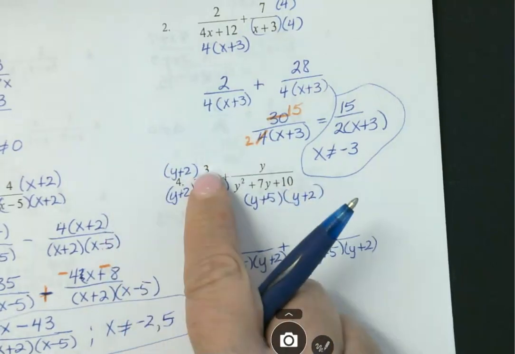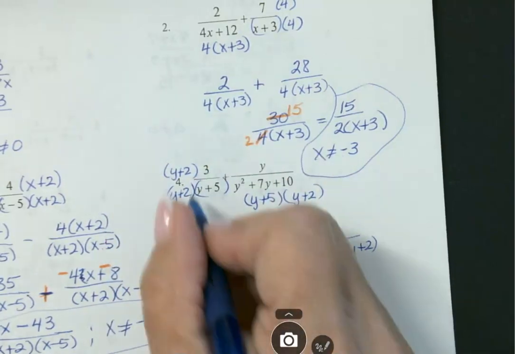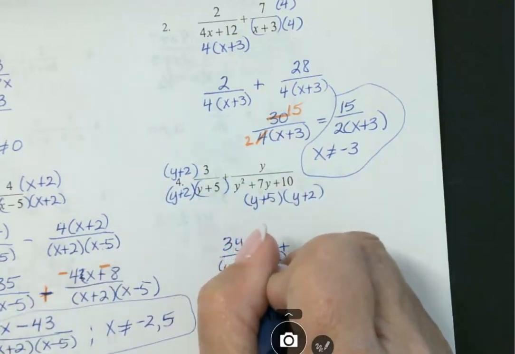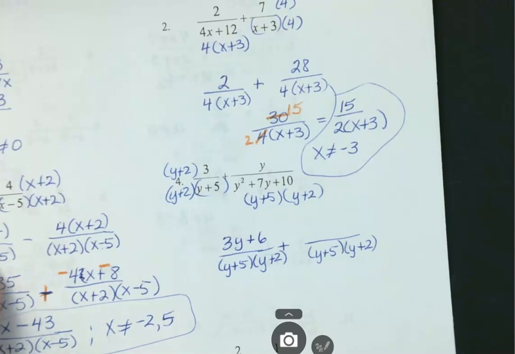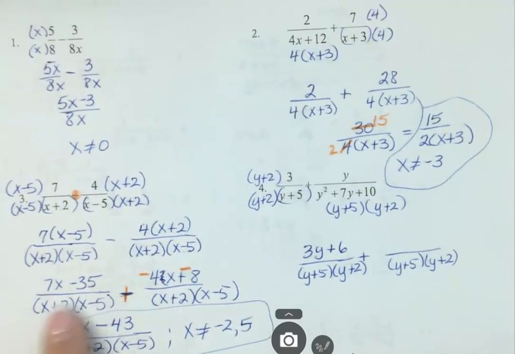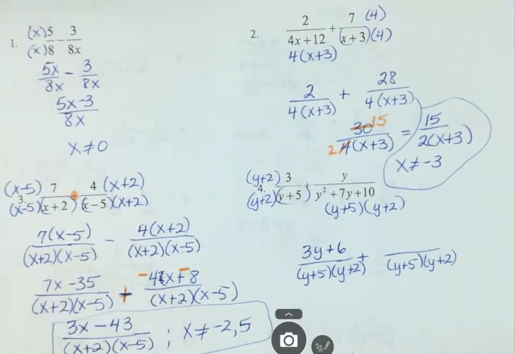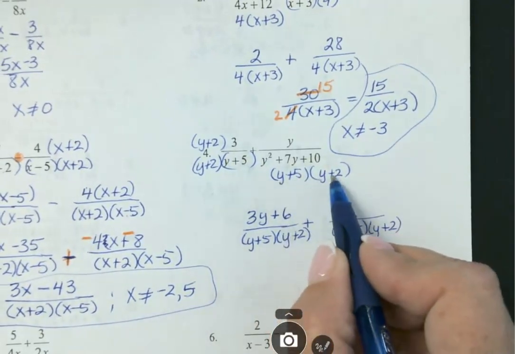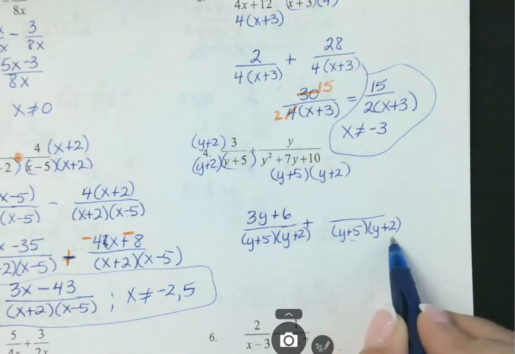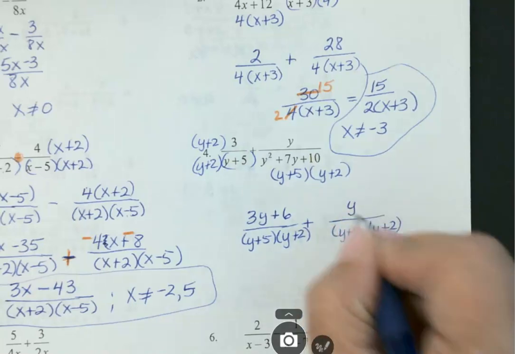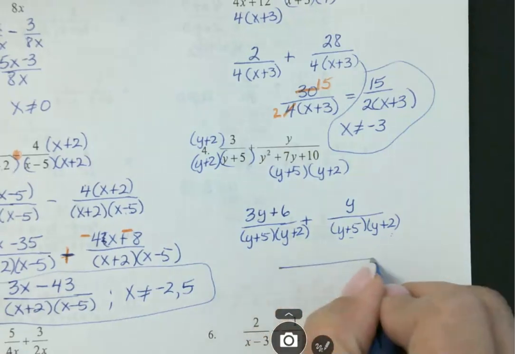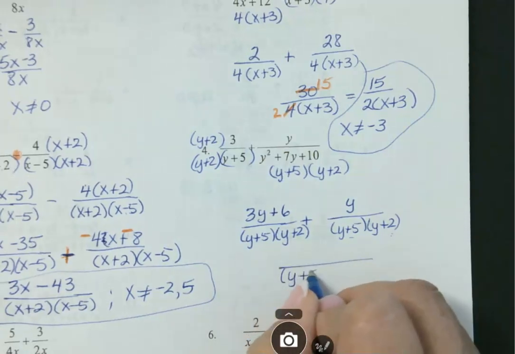Okay, so this is going to be a distributive property. This one I'm going to shorten the step. And so 3y plus 6. Again, if you need to back up and put this step in here that I did in the last one, then go ahead. Here I need a y plus 5 and a y plus 2. Well, I have them already. So I don't need anything multiplied. So there is my, I've got my common denominators now.